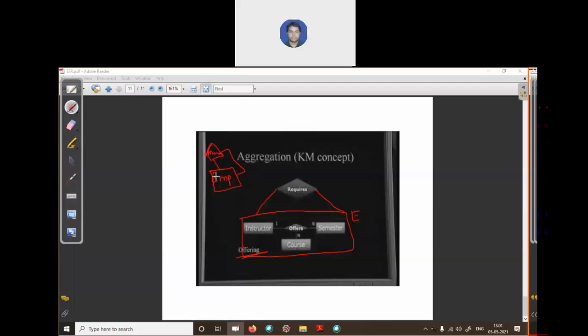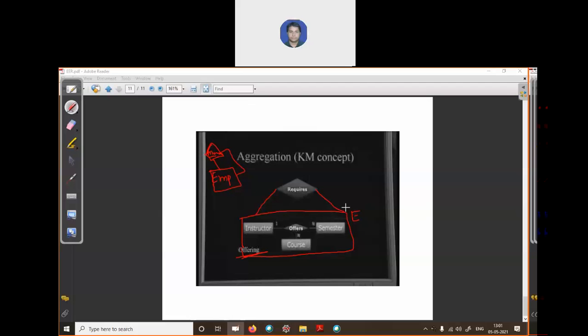Manage is a unary relationship, which means only one entity is participating in this relationship. Manages means employee manages employee. Ultimately, who is your boss is also an employee. So this is a unary relationship. Employee manages employee. Okay, unary.